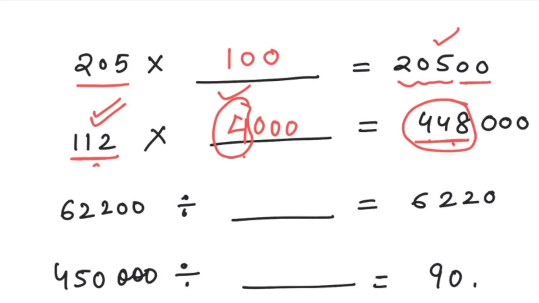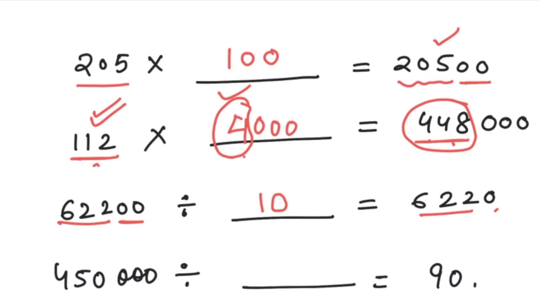Another question, 62200. What number do we need to divide by so that we get again 622? So it's 1 again. And we had two zeros, and in the answer we need only one zero. So that means one zero is cancelled. So in the divisor we have one zero only.